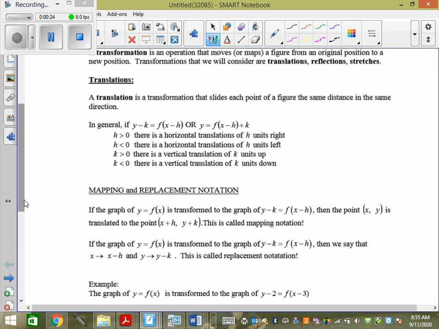So last year you were taught that if h is positive, you actually move to the right. If h is negative, you move to the left. And remember, it was always the opposite sign, right? It's because the formula has a hidden minus sign in it. So if you had y equals (x plus 3) squared minus 7, you moved 3 to the left.